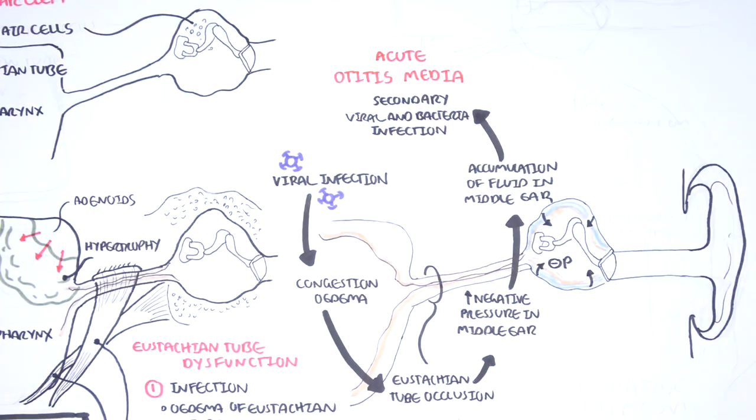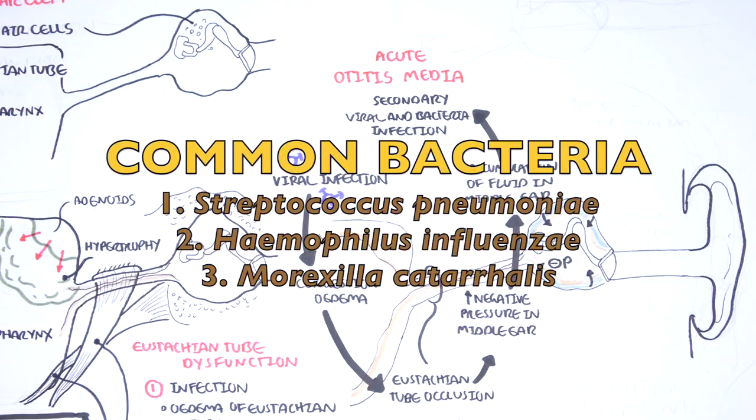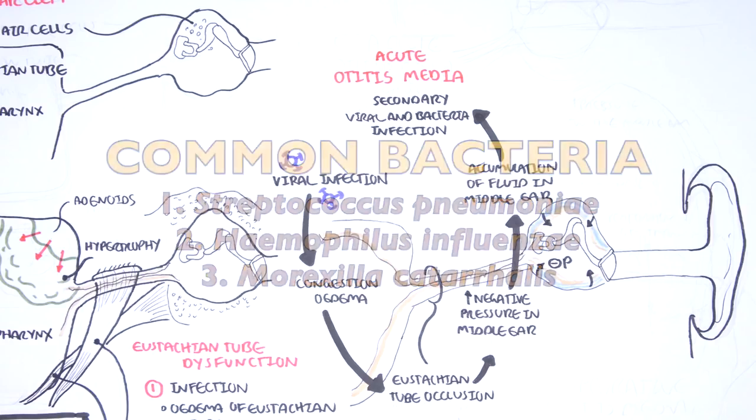Remember, acute otitis media is a bacterial or a viral infection of the middle ear. However, in this closed environment, like what we discussed, certain bacteria thrive. The main causative bacterial agents in acute otitis media are Streptococcus pneumoniae, non-typable Haemophilus influenzae, and Moraxella catarrhalis.